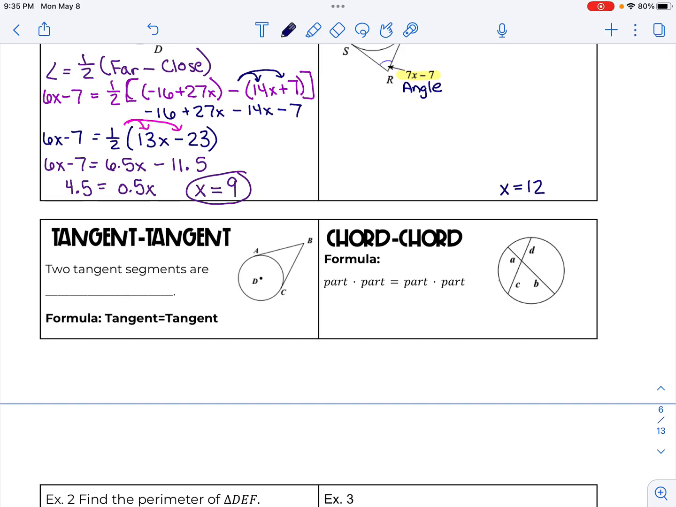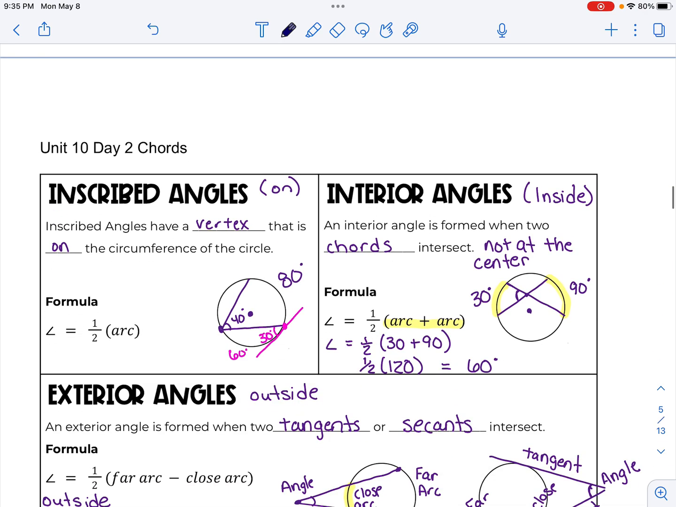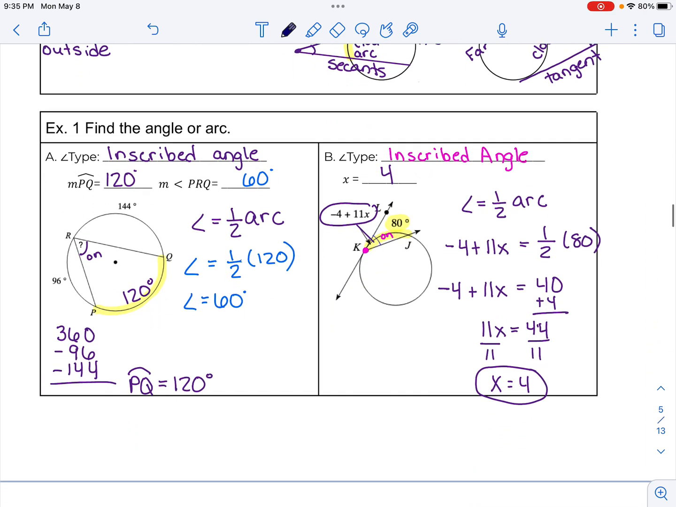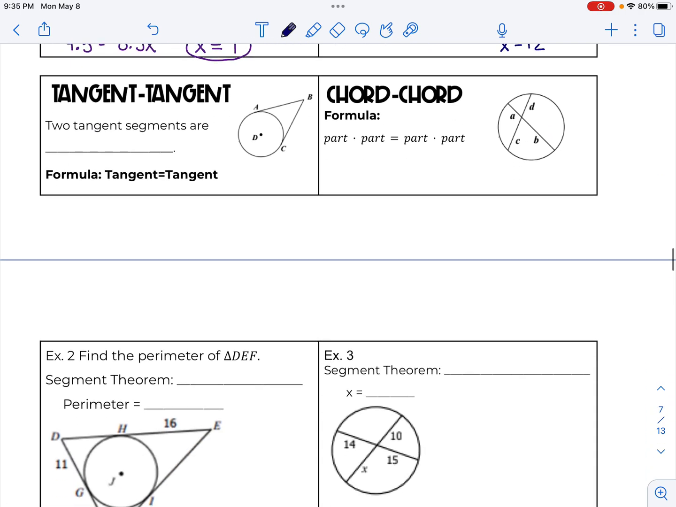Okay, we are continuing on. This was our day 2 chords. So we talked about different types of angles. Now we're going to different types of segments. So in this picture, it's called the tangent-tangent theorem.